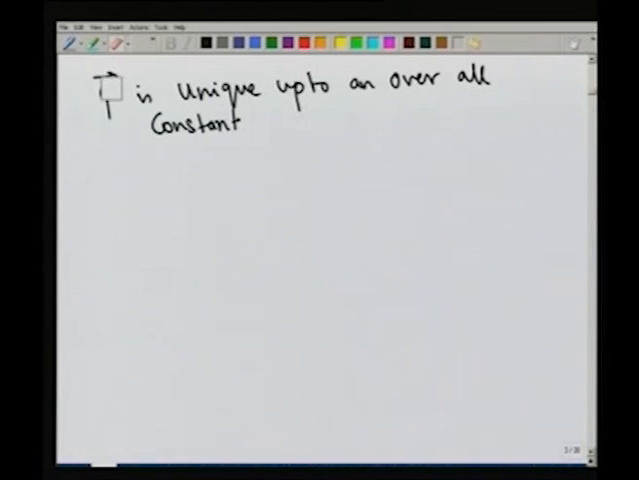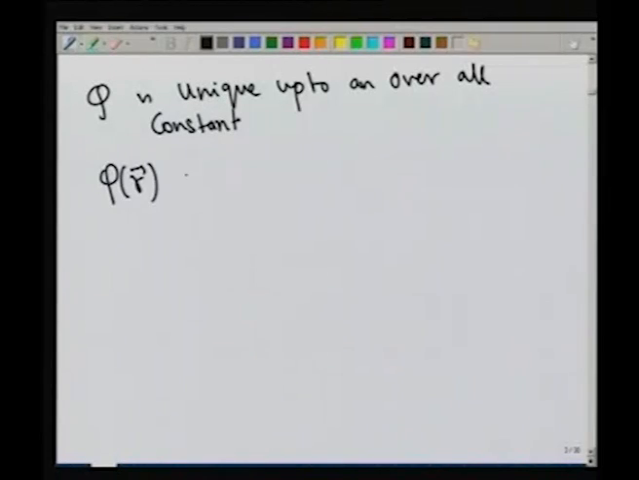I have to make a correction here, because my phi is not a vector field, it is a scalar field. Phi is unique up to an overall constant, and without any loss of generality, that can be fixed, for example, by demanding that phi of R equal to 0 at R equal to infinity. So this is the convention that we shall employ almost everywhere. Once I employ the convention that I will choose the potential to be 0 at R equal to infinity, then my potential is going to fix my electric field uniquely through the relation E equal to minus grad phi.